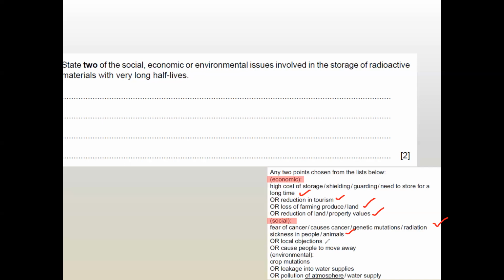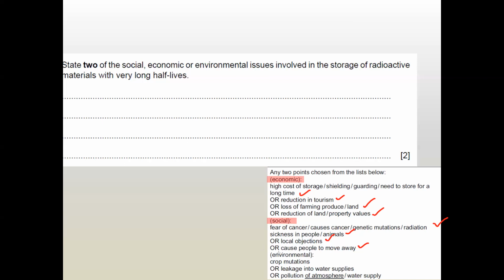Maybe there are local objections, like people will object, asking why there is a specific place to keep these sources. And this will also cause people to go away from that place, because they won't live in a place where there's a radioactive source, as it has a harmful effect on health.